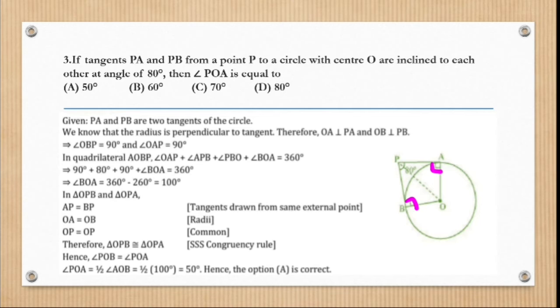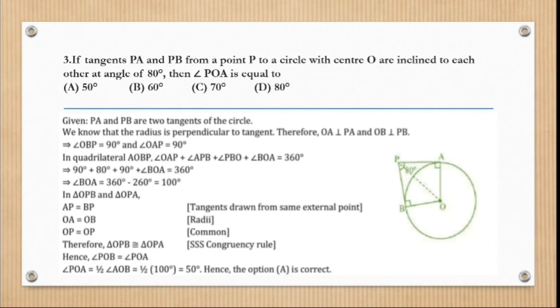It will be similar to the previous slide. This PAOB will be a quadrilateral where this angle is given 80 degree, this is 90, this is 90. So by angle sum property you can find this whole angle O. As you can see, the measurement of angle O will be 100 degree. So this whole is 100 degree, but you need to find only POA, this one.